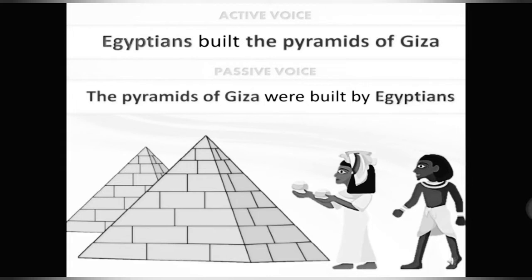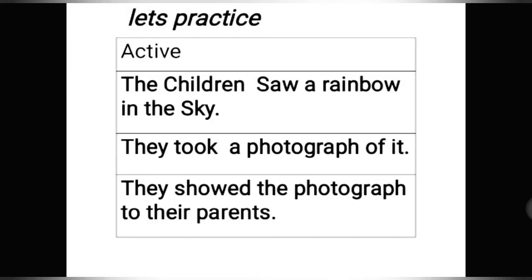Why are we using the verb were here? Because it is in plural form. So the pyramids of Giza were built by Egyptians. Now we do practice with these sentences and you will give me the answer.